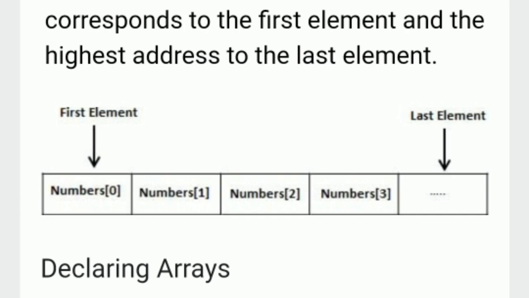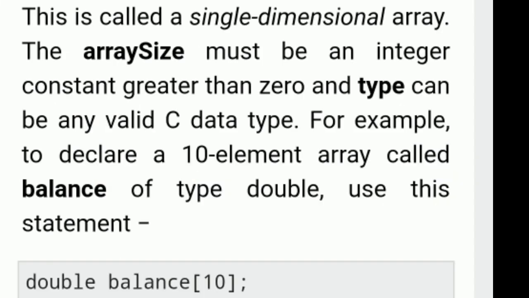In that case, the size within the square brackets, the 5, you can omit it. The double balance in square brackets is empty. In curly braces you write 1000.0, 2.0, 3.4, 7.0, 50.0, and close the braces. You will create exactly the same array as you did in the previous example.